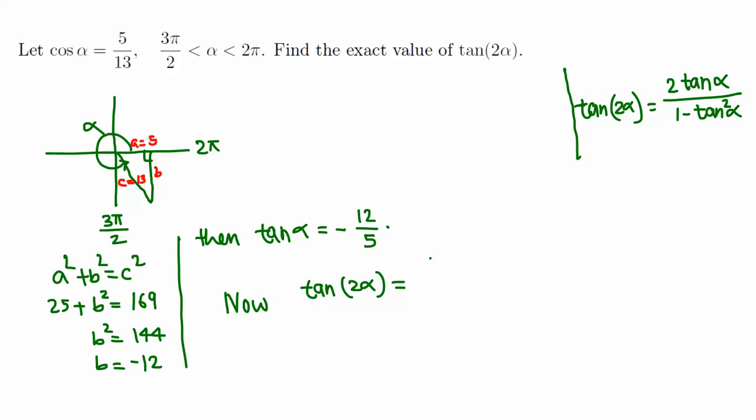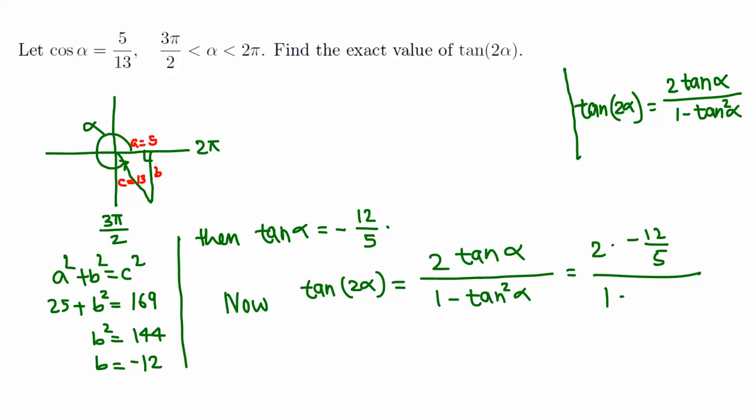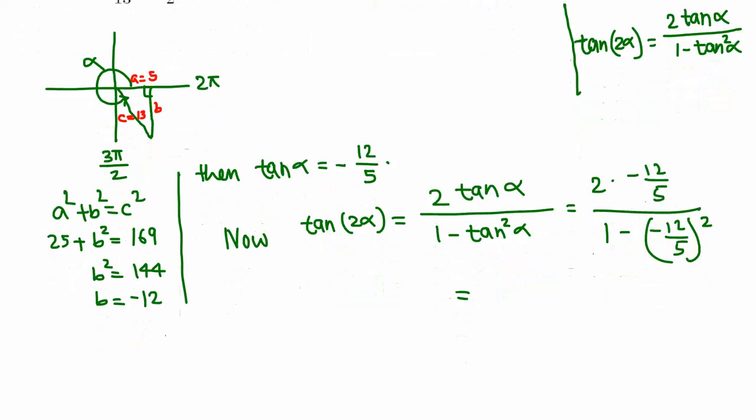Using the formula, it is 2 tangent alpha over 1 minus tangent squared alpha. That is 2 times tangent alpha, given as negative 12 over 5, all over 1 minus tangent squared alpha, means tangent alpha quantity squared, so negative 12 over 5 quantity squared. Now we simplify this fraction, and that's the exact value of tangent 2 alpha.